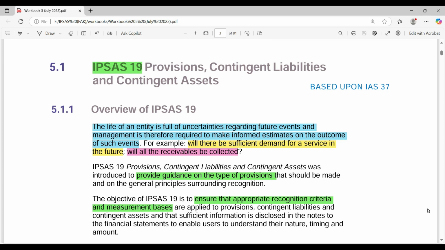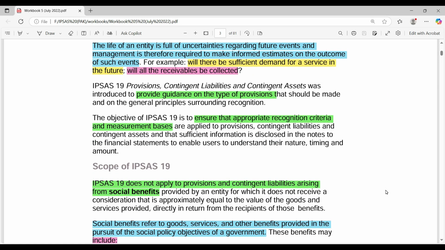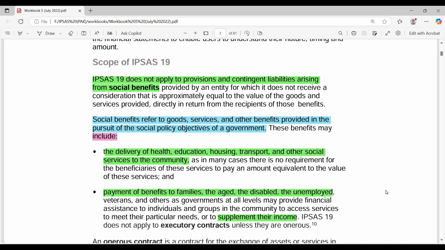IPSAS 19 discusses those future uncertainties. What is the main objective of IPSAS 19? It is to ensure that appropriate recognition criteria and measurement bases are applied to provisions, contingent liabilities, and contingent assets, and that sufficient information is disclosed in the notes to the financial statements to enable users to understand their nature, timing, and amount. The scope of IPSAS 19 does not apply to provisions and contingent liabilities arising from social benefits.